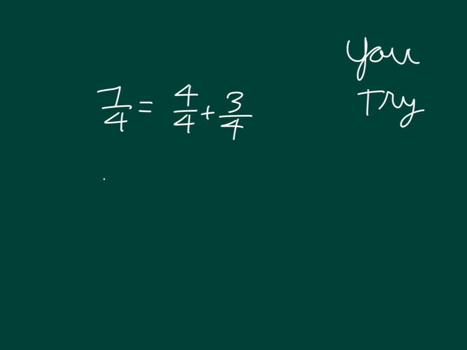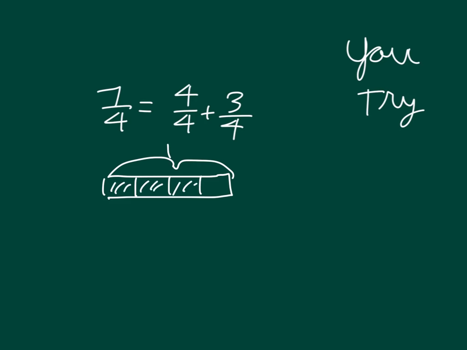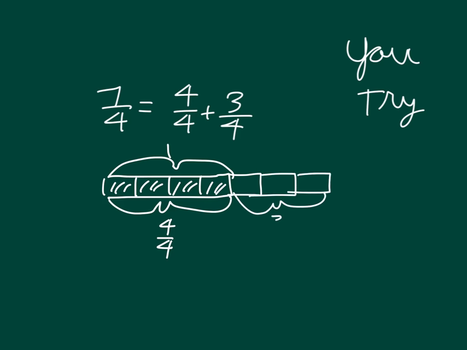Okay, it's your turn to try. Draw a tape diagram to represent 7/4, which was decomposed into 4/4 plus 3/4. Pause the video while you do that work. You took 1, divided it into 4 parts, and then we are looking at 4 of those parts, or 4/4. We still had 3/4. Our unit fraction was only fourths, and when we're adding 3 more there, we label our diagram, and we have now modeled 7/4.